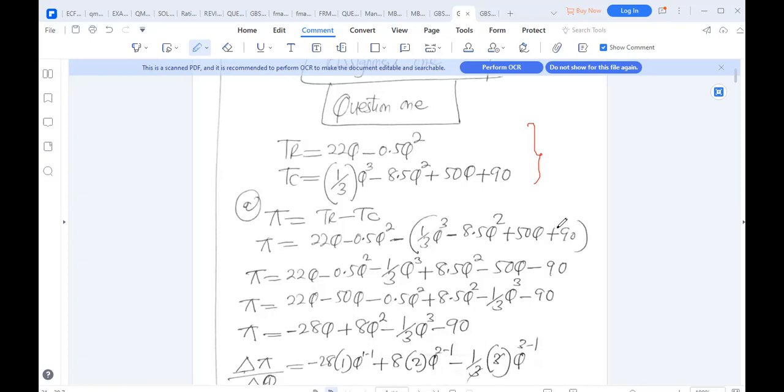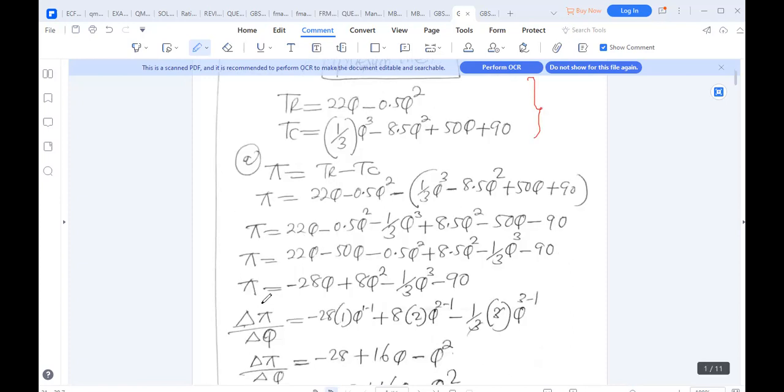What is negative becomes positive. What is positive becomes negative. So this negative, the 8.5 becomes positive. The rest are negative. So when you rearrange this, you're going to get your profit function like this. Then, whenever you're asked to maximize any equation, they are simply asking you to what? To differentiate and equate to 0.